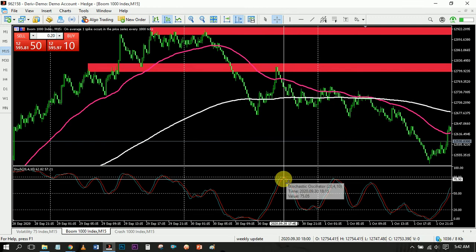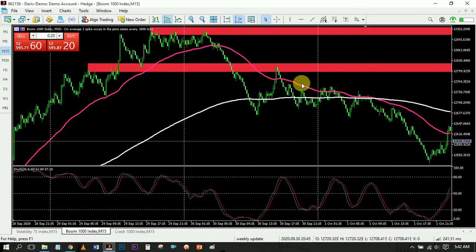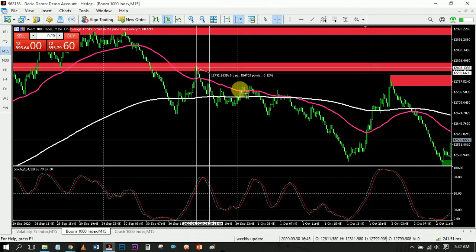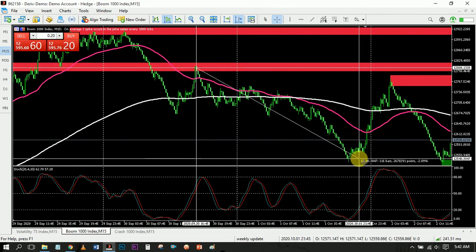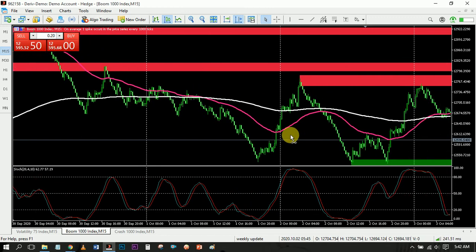You can see it was oversold, it was overbought here, and the overbought was on the resistance level. So right here was my entry. I took my entry right here, then I rode the waves down here. Very simple. That's the retracement right there.